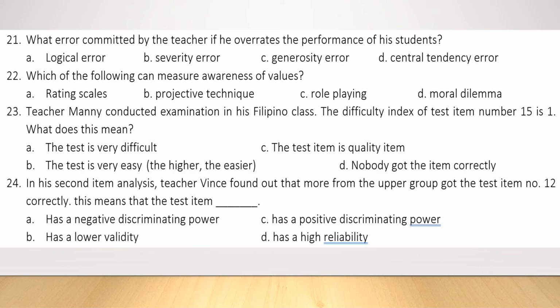Hapit na ta. What error is committed by the teacher if he overrates the performance of his students? When I say overrates, meaning dagko sa gihatag nga mga score sa mga bata sa ilang performance. That is generosity error, meaning masyadong generous ang teacher sa paghatag sa iyang grado.